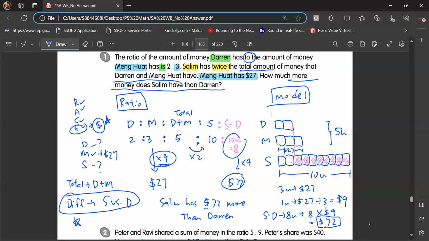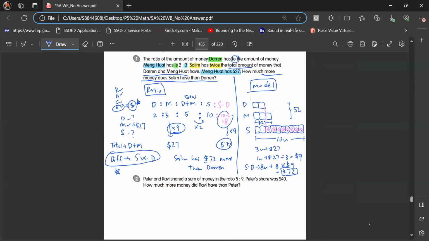It's easier to see. Main part is 3 units. 3 units is $27. Then the question is asking for the difference between Salim and Darren. That's 8 units. I can tell easily if I draw the model correctly. So I would like this model method more. Okay? So what is your preference? That one is what you need to figure out.